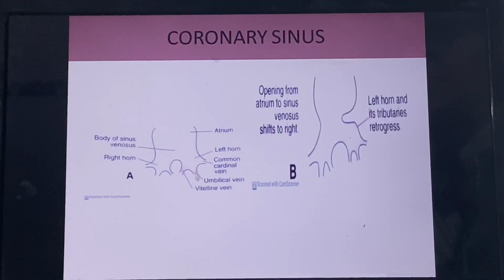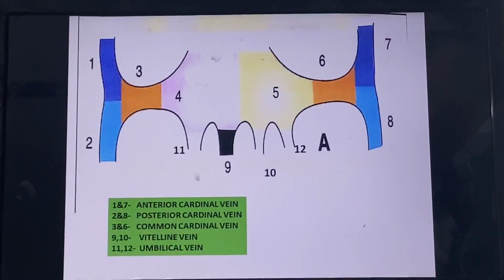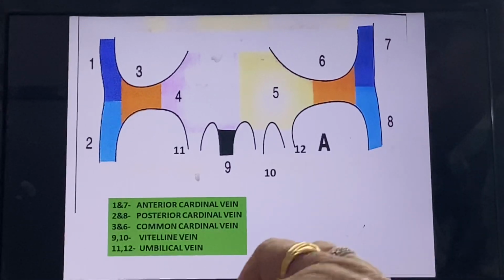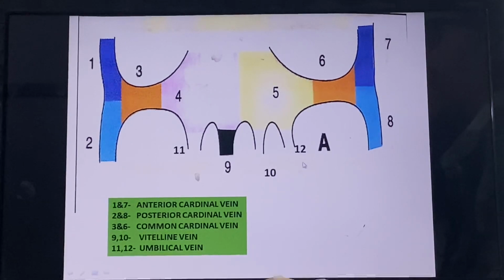Now coming to the development of coronary sinus. So the third vein we are going to discuss is the coronary sinus. You can see in the diagram. This is an enlarged diagram showing the anterior cardinal veins. These are the two anterior cardinal veins, numbers 1 and 7. Numbers 2 and 8 are the posterior cardinal veins. Numbers 6 and 3 are the common cardinal veins. And these are basically the tributaries: 9 and 10 are the vitelline veins and 11 and 12 are the umbilical veins. So this is the part of the sinus venosus.